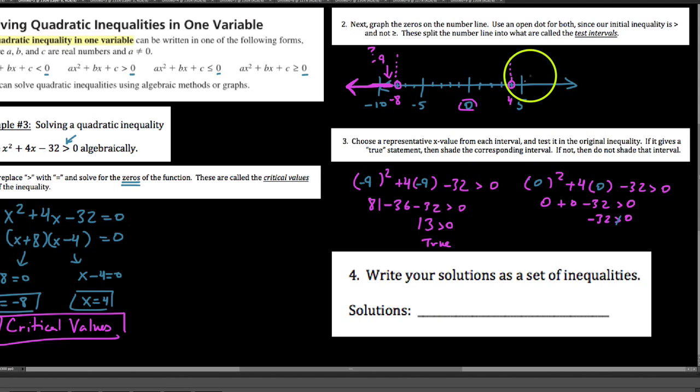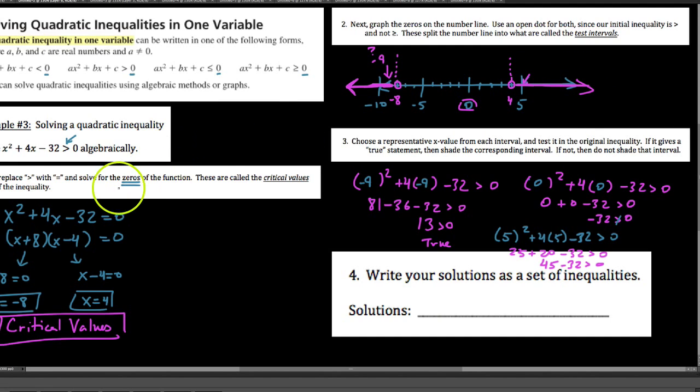And then last but not least, I'm going to choose to select 5 and plug that into the initial inequality. And so we get 5 squared plus 4 times 5 minus 32 is greater than 0. So we get 25 plus 20 minus 32 is greater than 0, which 25 plus 20 is going to give us 45 minus 32. And I can already see that this comes out to be positive in this case. And so since it does, I would say that 5 would make this true, but everything to the right of 4, it also follows, must also make this true.